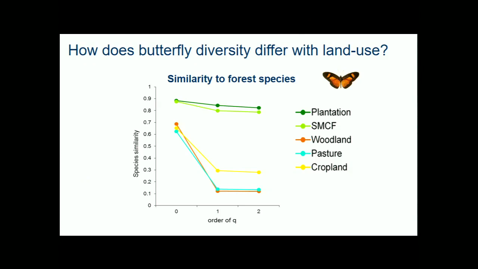What you can see up the top, both plantations and coffee forests have very high levels of species similarity. So this is kind of between 0.8 and 0.9. So essentially between 80 and 90% of species present within timber plantations and coffee were also in natural forest. Not only that, because we've got very high similarity for higher orders of Q, that means they weren't just present, they were also represented in similar relative abundances in the different habitat types. So these quite modified agricultural habitats are actually supporting similar species to the forest and in the same relative abundances.